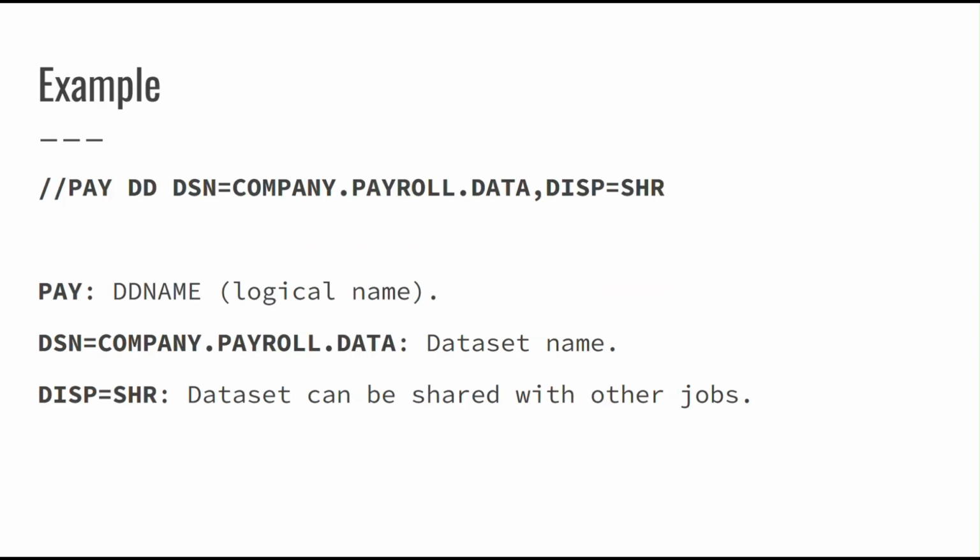For example, here I have taken PAY DD DSN=COMPANY.PAYROLL.DATA and DISP=SHR. Here, PAY is the logical name, as we discussed earlier, and the length can be within 1 to 8 characters. DSN means dataset name, and here I have provided the dataset name as COMPANY.PAYROLL.DATA. DISP means disposition, and here I have selected the SHR option. We'll discuss in detail in upcoming slides. Don't worry.